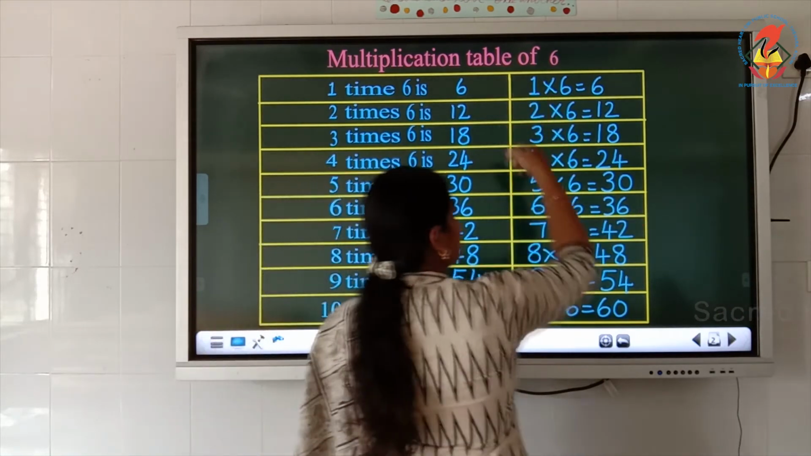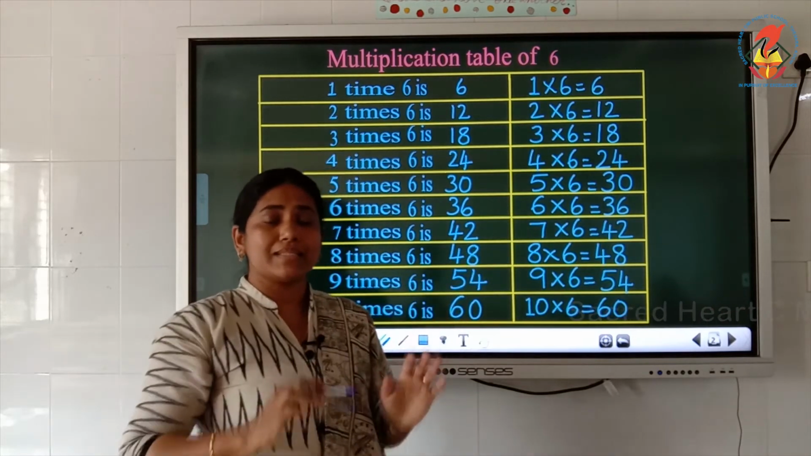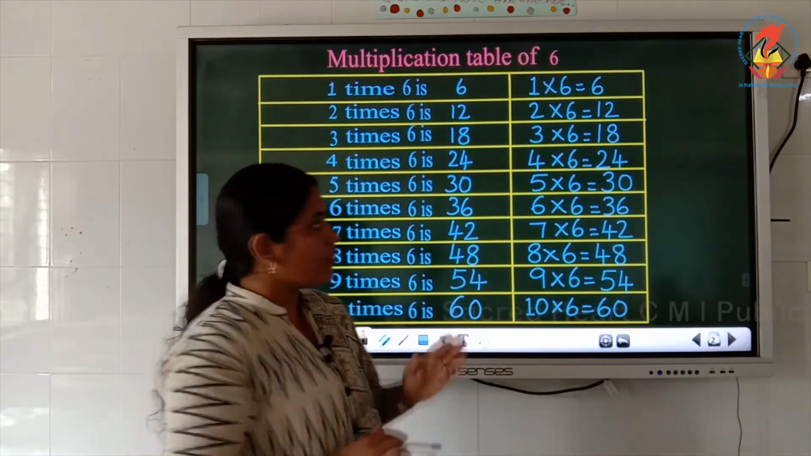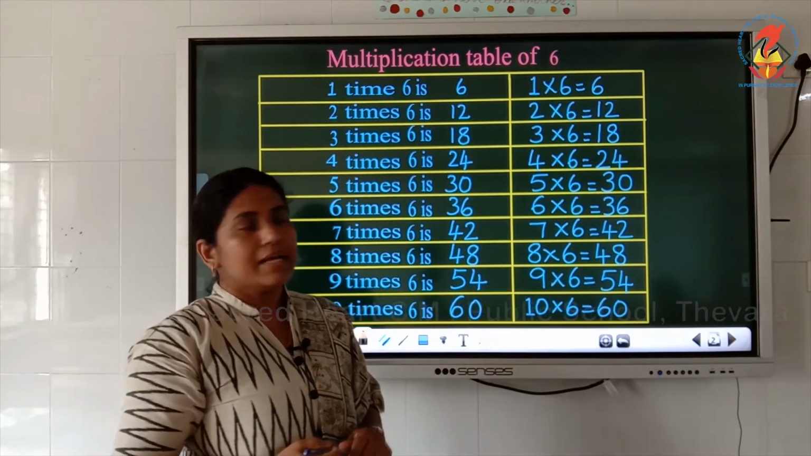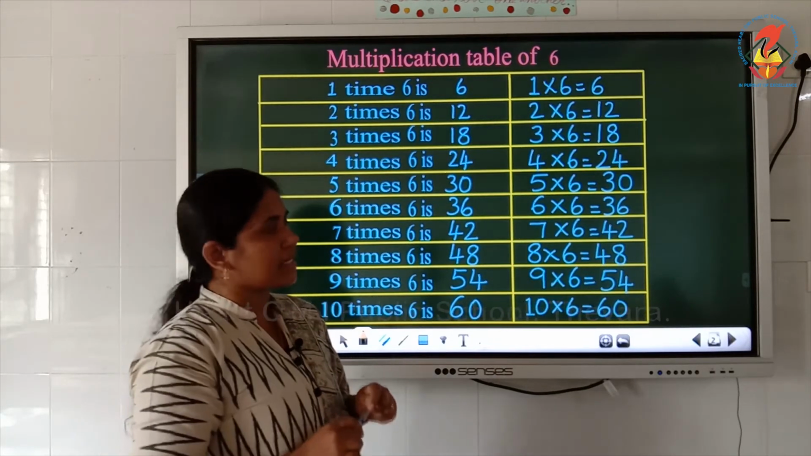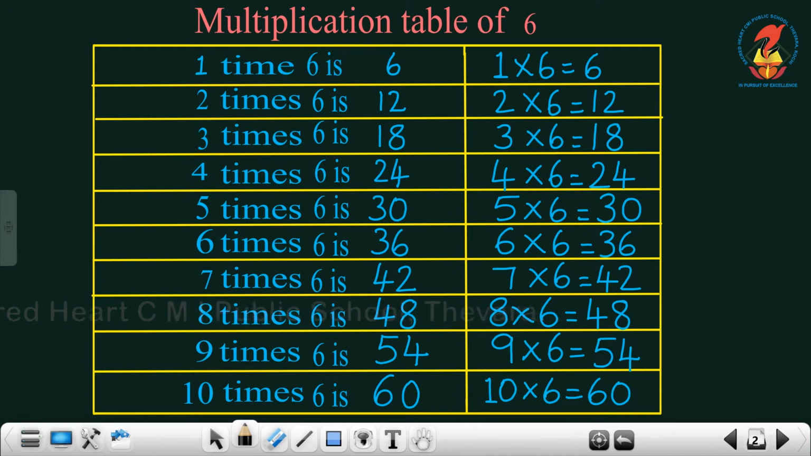So for the numbers 1 to 5, we already get the answers from the other tables. So you have to learn by heart from 6 onwards in the 6 table. Is it? So once again we will read the multiplication table of 6. 1 6 are 6, 2 6 are 12, 3 6 are 18, 4 6 are 24, 5 6 are 30, 6 6 are 36, 7 6 are 42, 8 6 are 48, 9 6 are 54, 10 6 are 60.